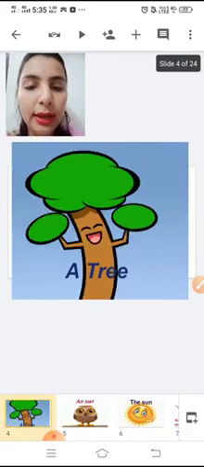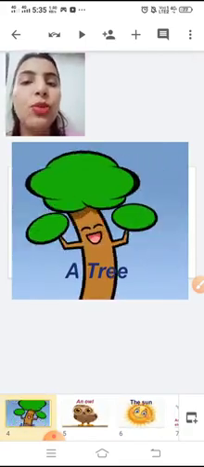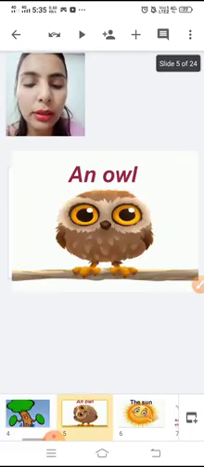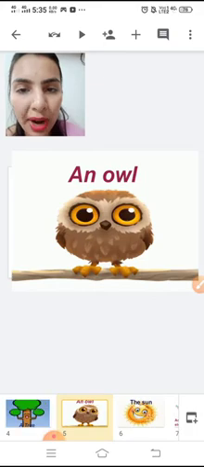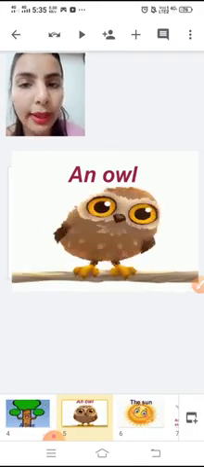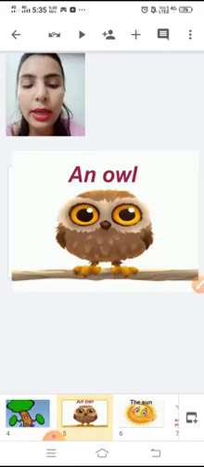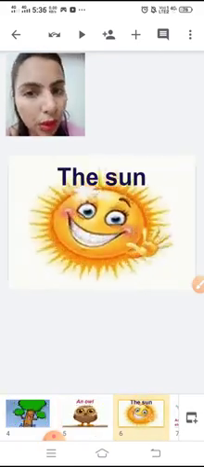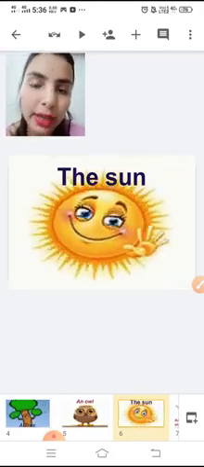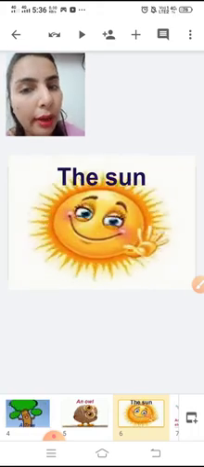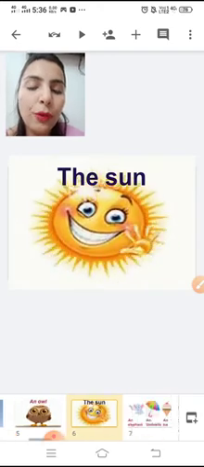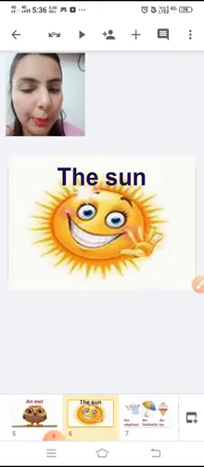Like, see again, a tree. Here we describe the tree before using the article a. Now next is owl. We defined owl by using the article an before owl. Next is the sun. We use the before sun because it is specifically defined. That is why we use the before the sun to define it specifically. Okay, so we use the for the specific purpose, specific description.